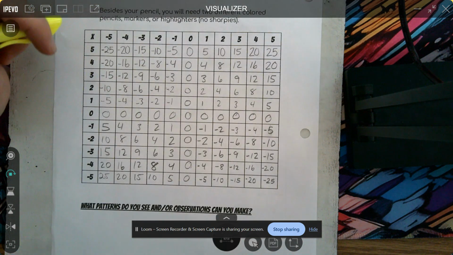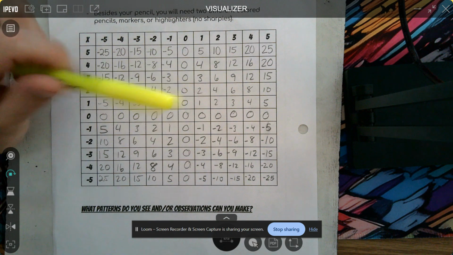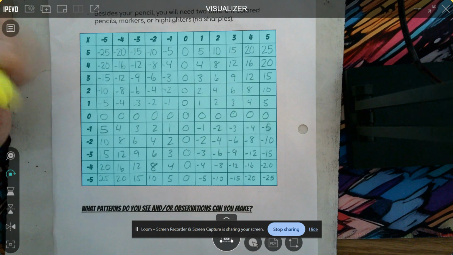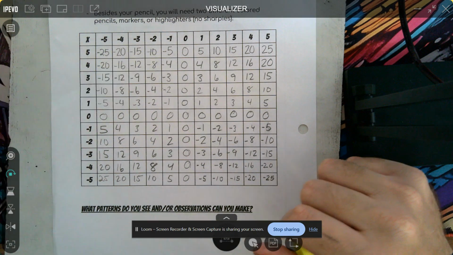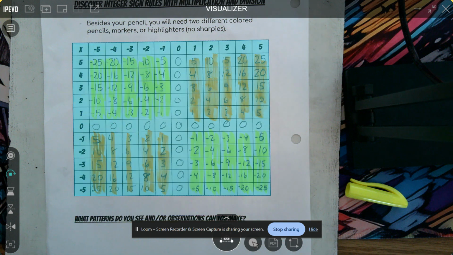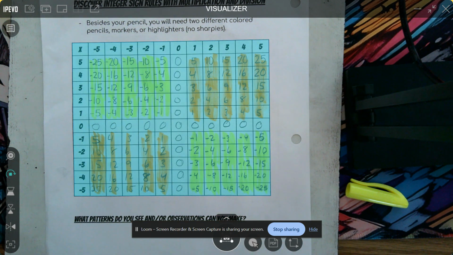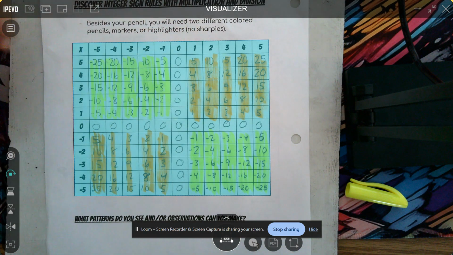Okay, so this is what your box should look like now. Now, I'm going to use a yellow highlighter, or you can use a colored pencil. I would use light colors. I'm going to highlight all my negative answers yellow and all my positive answers orange. I'm going to pause the video and do that now. Okay, after you highlight all the negative answers one color and all the positive answers one color, you should have a box or chart that looks like this.